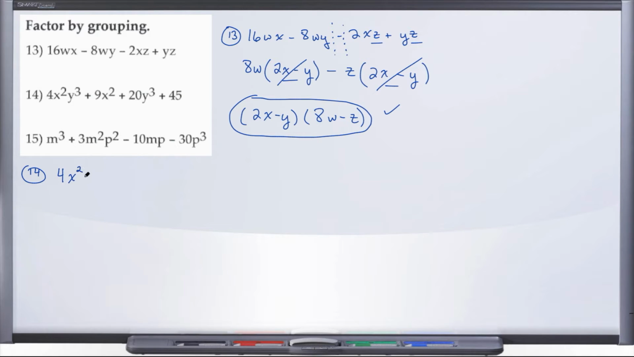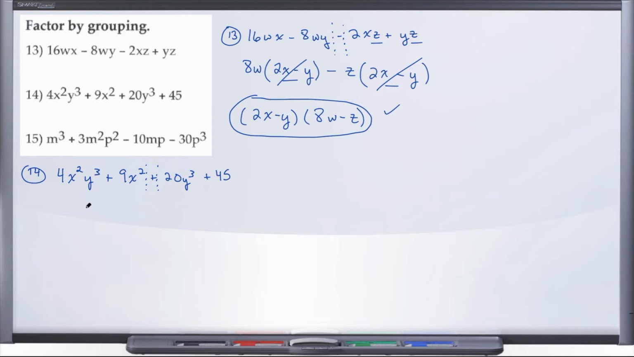4x squared y cubed plus 9x squared plus 20y cubed plus 45. All right, so we have definitely more complicated, right? We have some higher powers here. We have multiple variables, but let's not let that scare us. We're going to treat this just like we've been doing. So we have 1, 2, 3, 4 terms. So we're going to split this right down the middle and isolate that middle sign.